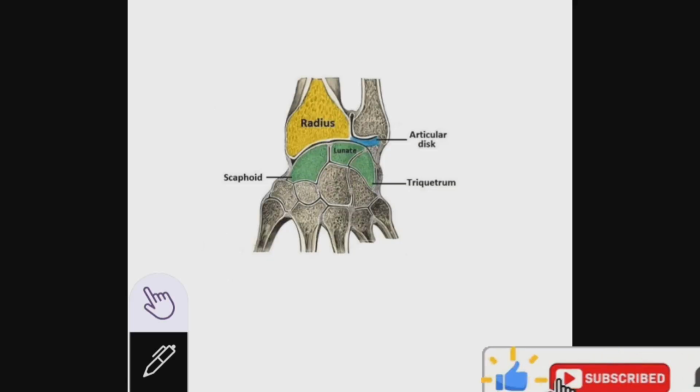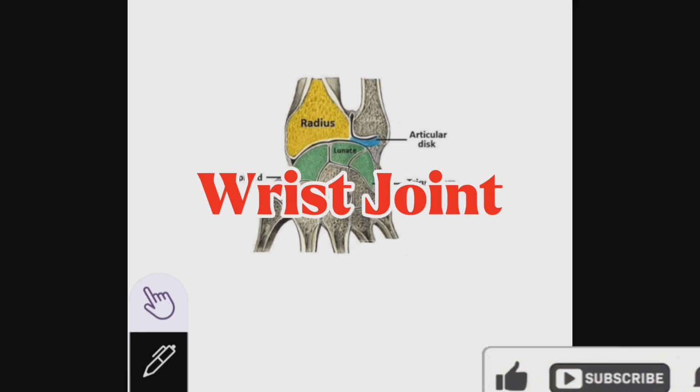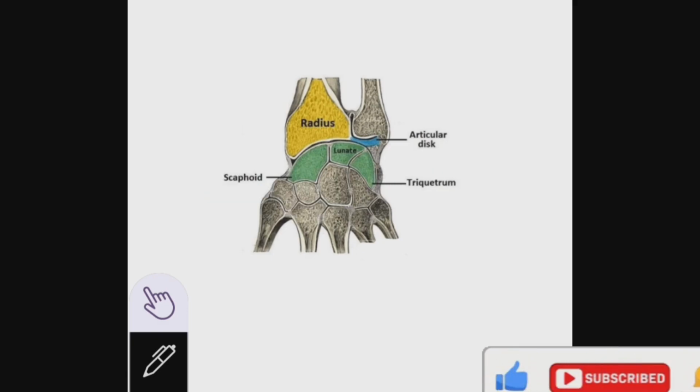The wrist joint is also known as the radiocarpal joint. It's an ellipsoid type of synovial joint. The articular surfaces are the lower end of the radius, the articular disc of the radioulnar joint, and then the carpal bones. The carpal bones that are involved are the proximal carpal bones, which are the scaphoid, lunate, and triquetrum. These three: scaphoid, lunate, triquetrum.